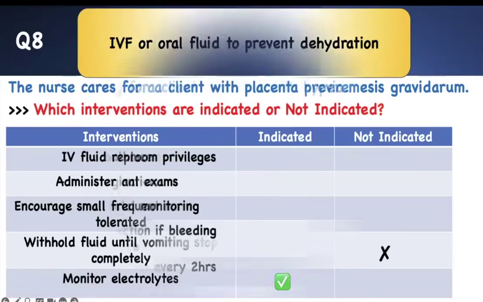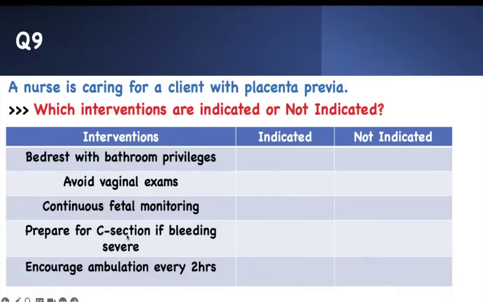2 more questions, and let's ace this. And this is caring for a client with what? Placenta previa. You have to know what placenta previa is. It means the cervical os is being covered by the placenta. The major risk associated with this is bleeding. Therefore, everything you do is to prevent bleeding. Which intervention is indicated or not indicated?